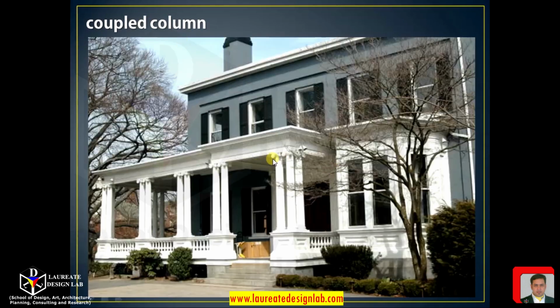Coupled column can be seen in this building also. You can see these two columns are coming together, combined, and taking load down towards the ground or the foundation. This has two uses. One is to support the overall massive heavy slab, which has a heavy entablature, and at the same time it gives really beautiful aesthetic value to the facade of the building.